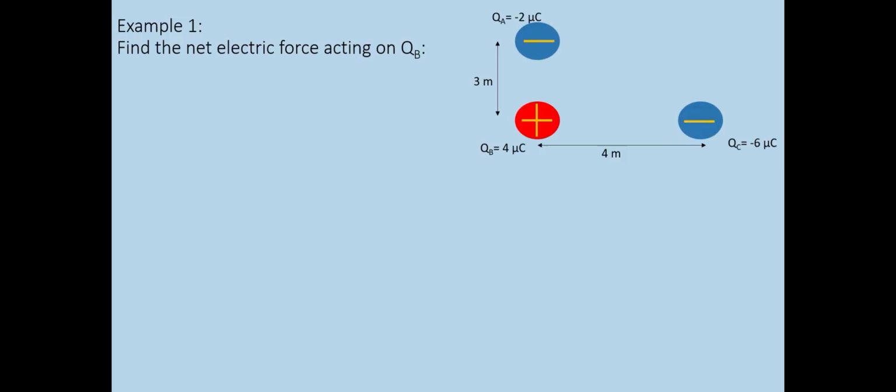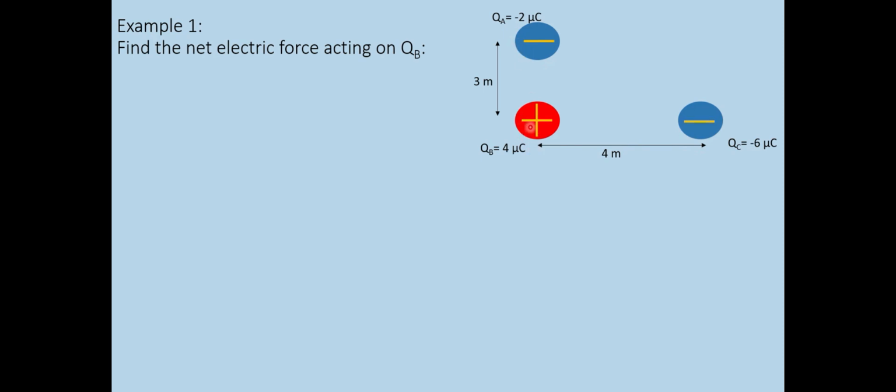In this video we will see how to apply the concept of superposition of forces on electrostatic forces in 2 dimensions, and it will be focused on forces at right angles. We have this example. Find the net electrostatic force acting on QB. This is QB, the charge at the right angle in this triangle.